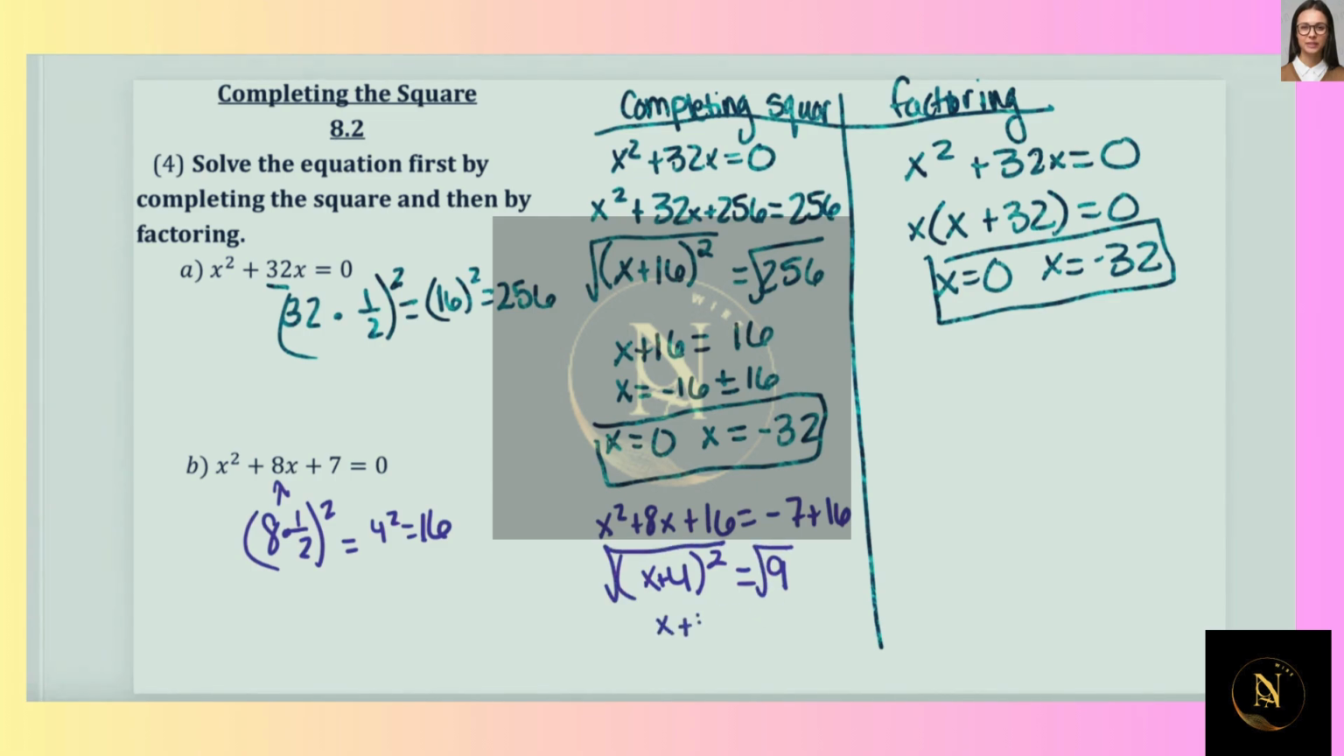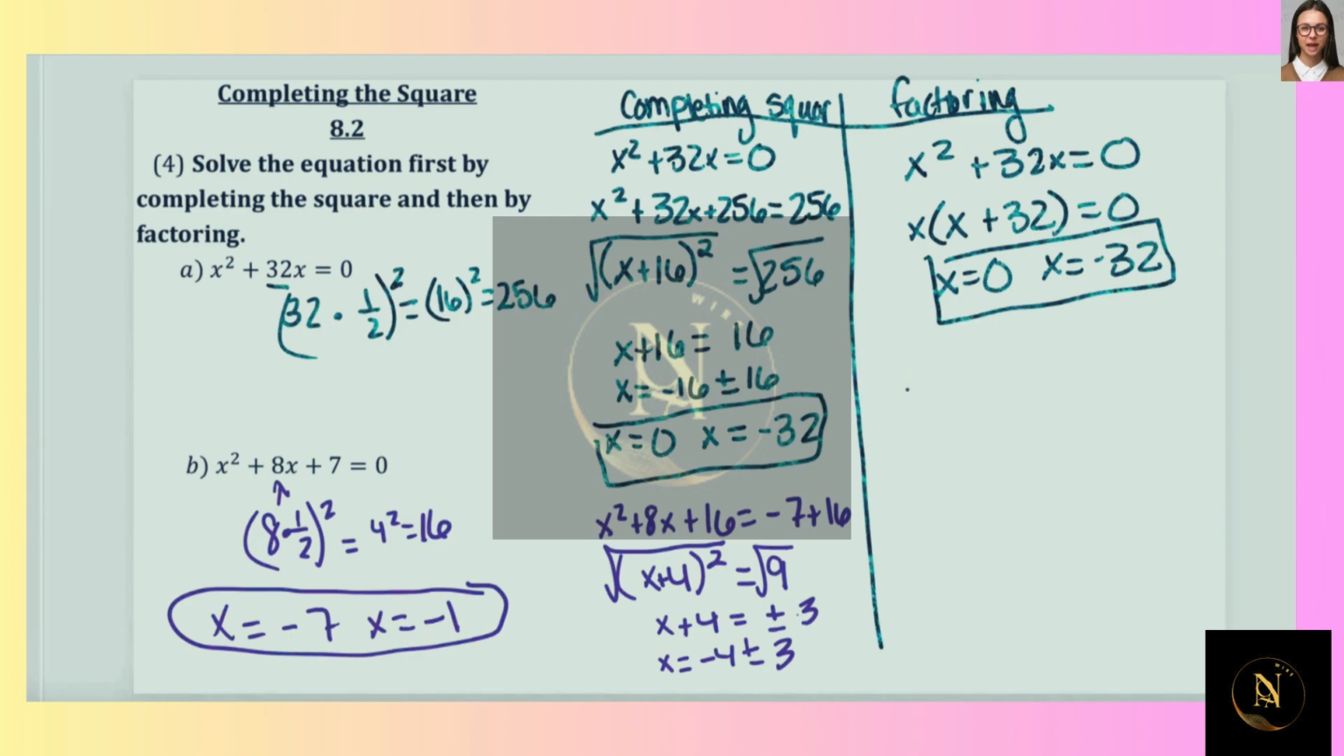So I have x plus 4 equals a positive or a negative 3. So then I have x equals a negative 4 plus or minus 3. So I could have x equal a negative 7 or x equals a negative 1.